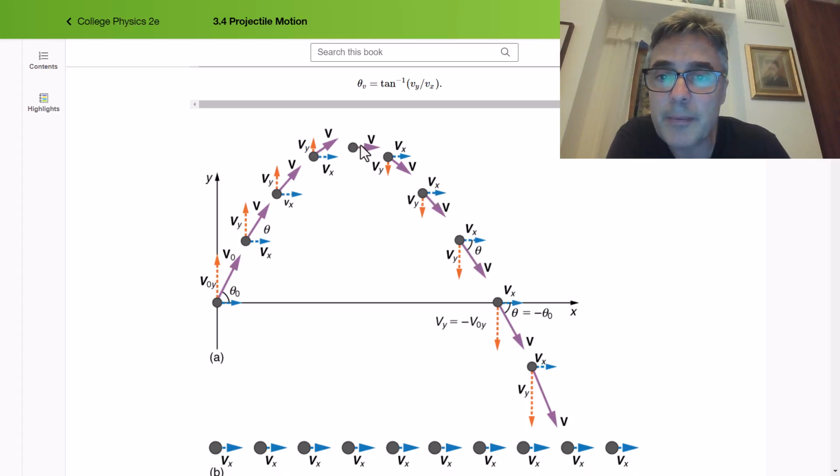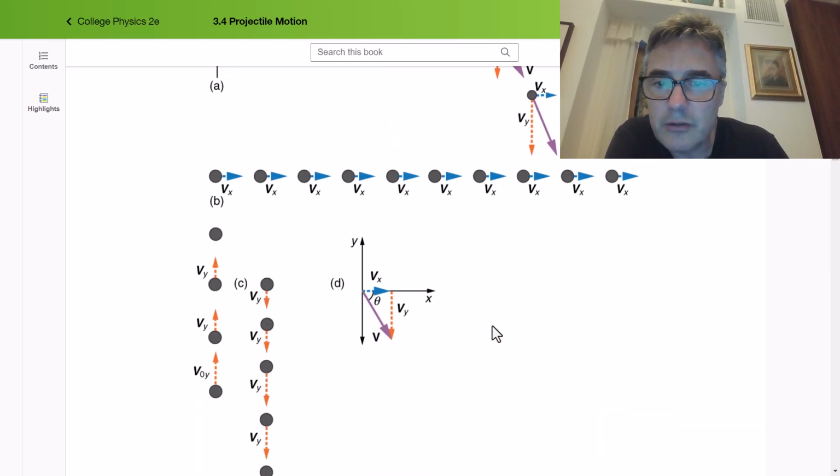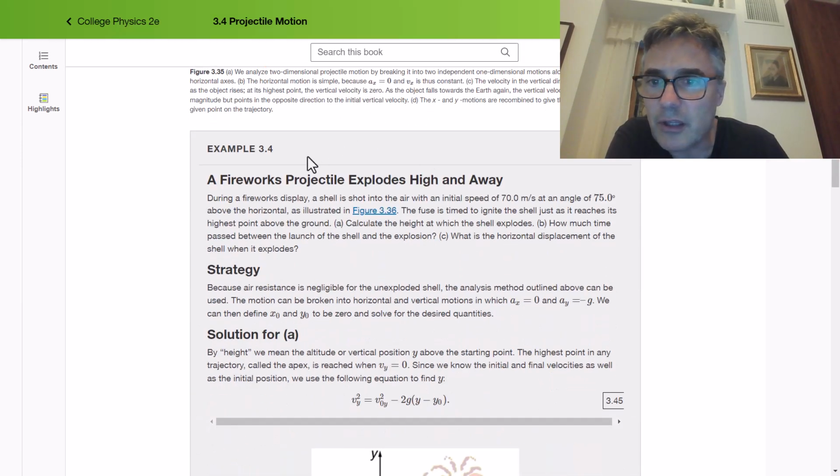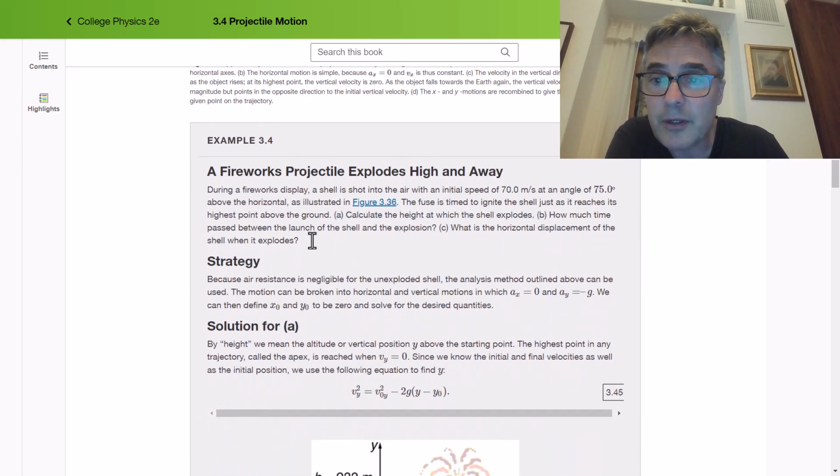And I guess up at the top of the path, the purple arrow is the blue arrow. The whole vector is only in the x direction. But this dashed red vertical arrow, the y component, changes every second. It decreases until it goes to 0, and then it becomes negative. So that's what it looks like. There's lots of examples, so try to work through the examples.